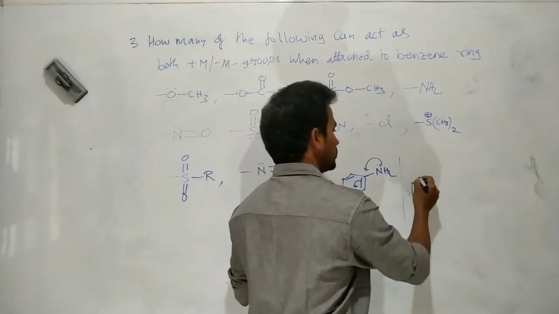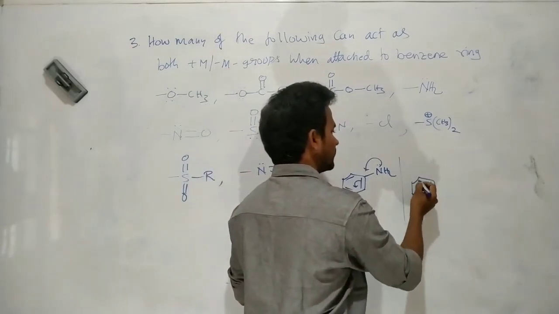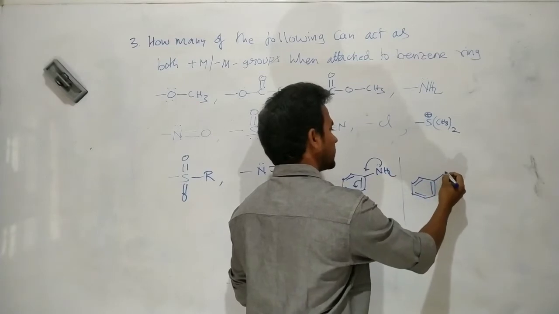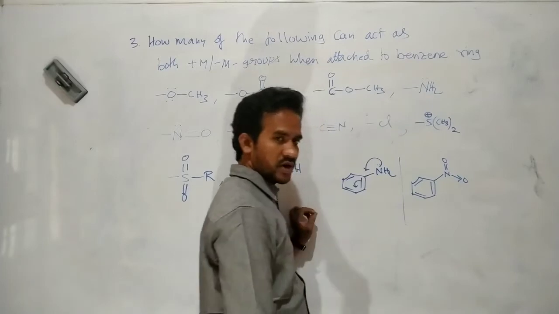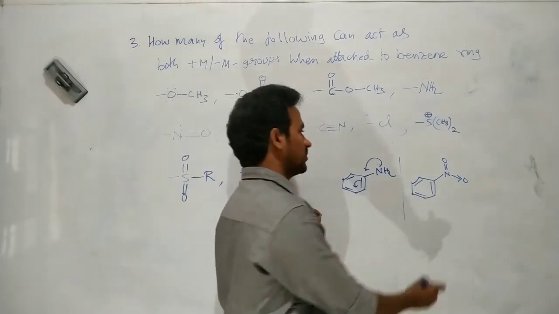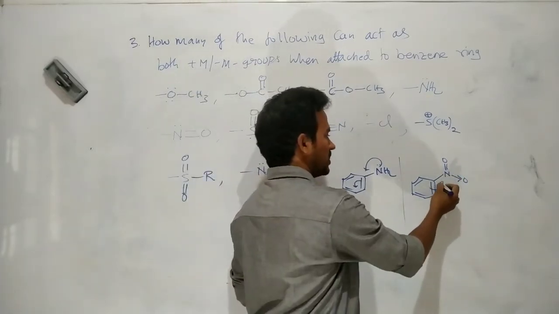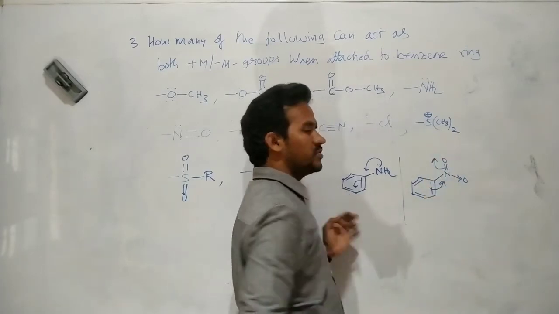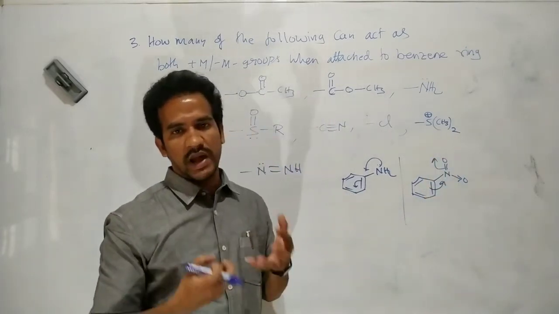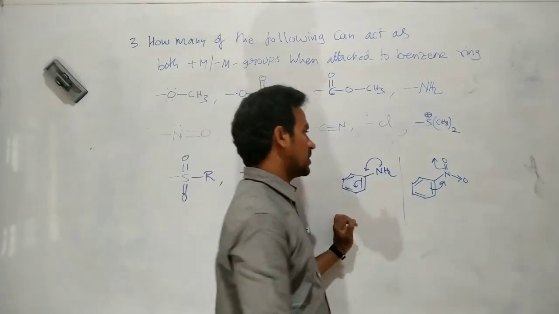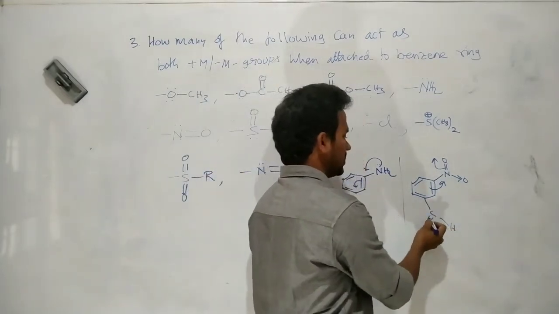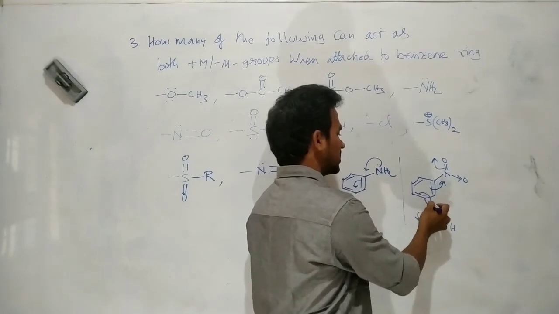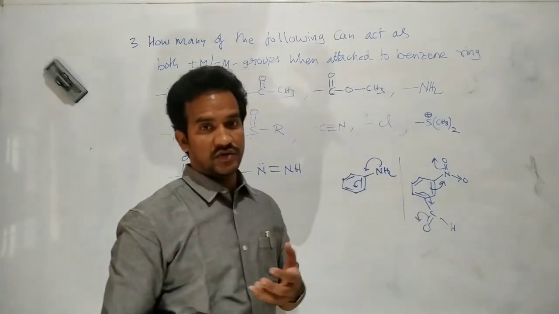Next, to act as a minus M group, it must have multiple bonds. Here is N double bond O. Here there is a pi-pi conjugation. Through the pi-pi conjugation, that group withdraws electrons from the benzene ring. Or suppose C double bond O H, an aldehyde group. This one also has a multiple bond, acting as a minus M group, an electron withdrawing group.